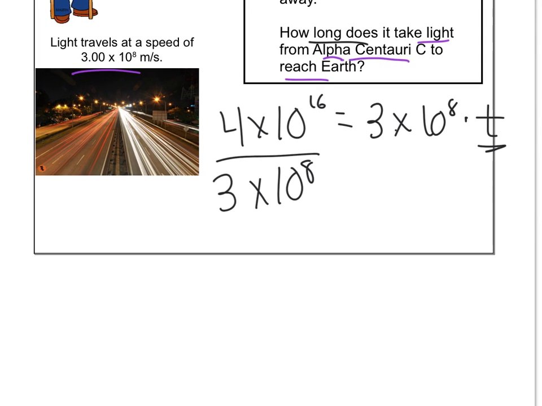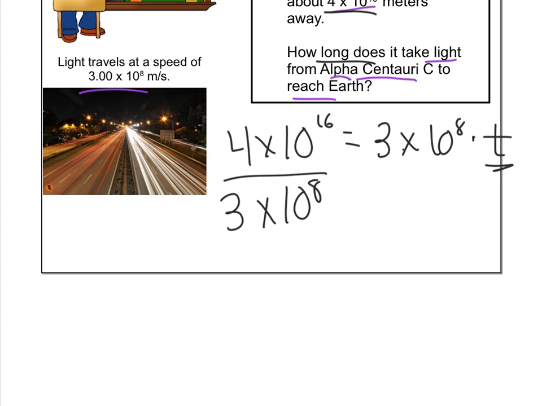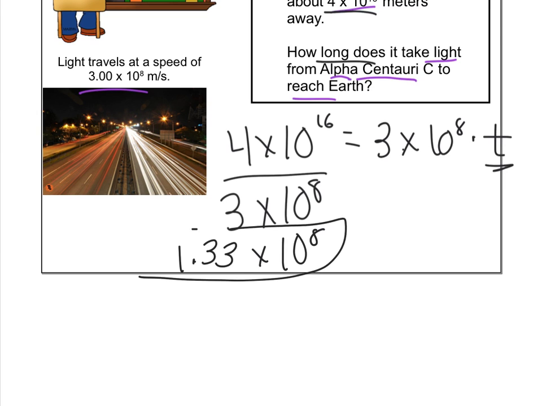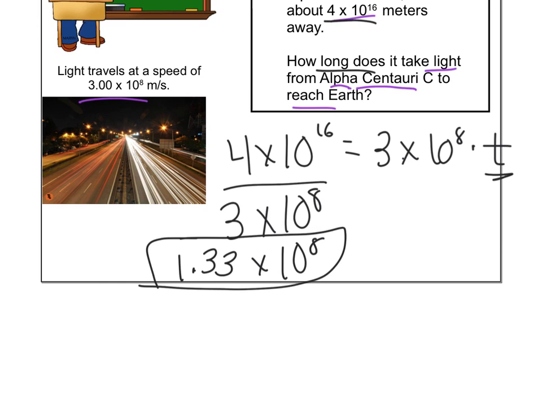So I end up with 4 divided by 3, which is 1.3 repeating, but I'll just go 1.33, and then I'm going to subtract the exponents, 16 minus 8, times 10 to the 8th. So that's how many seconds it's going to take for light to reach here, because that's meters per second. All right, so that's 1.33 times 10 to the 8th. That means you got to move this decimal place over 8 places to kind of get an idea of how long it's going to take.